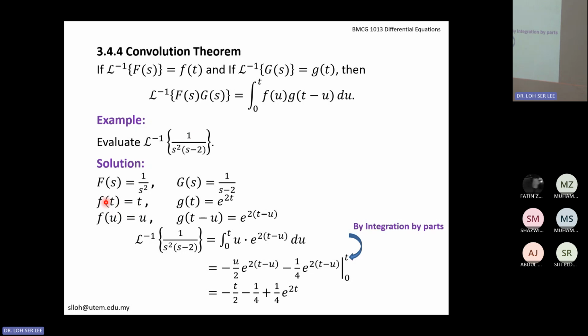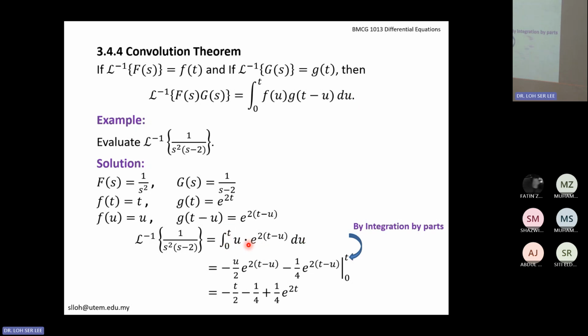So for the function of f, we need to change the t into u. According to the formula, all t we change into u. And for the function of g, this is t minus u, so all t change into t minus u for the function of g. After that, this f of u multiplied to this g of t minus u, that means u multiplied to this exponential function, and we put it into the integral. We are integrating this function from 0 up to t with respect to u.